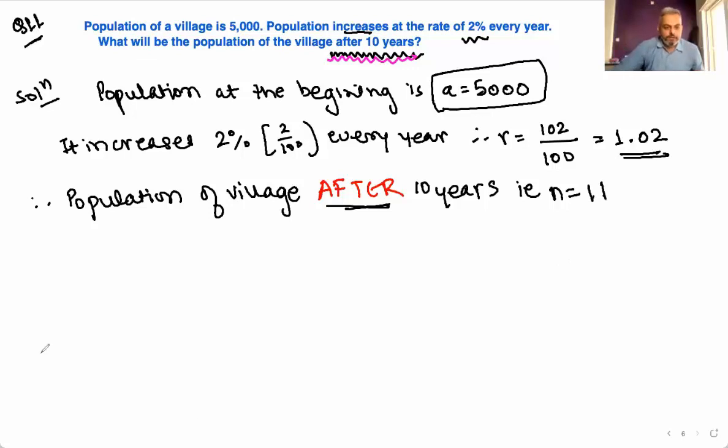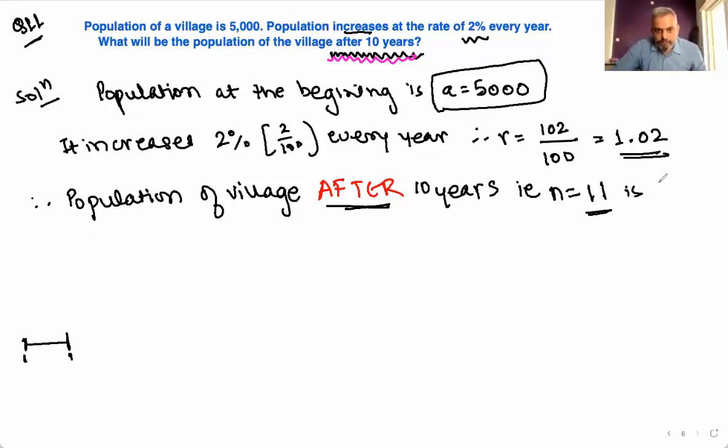Why? Because जो पहला साल था उसके अंदर दो टर्म आ जाता है. एक तो बिगनिंग में 5000 था, फिर 2% इंक्रीज हो गया तो ये सेकेंड. सो पहले साल में ही दो टर्म आ गए, फिर थर्ड, फिर फोर्थ, फिर फिफ्थ, यानी 10 साल के अंत तक there will be 11 terms. So n is equal to 11.